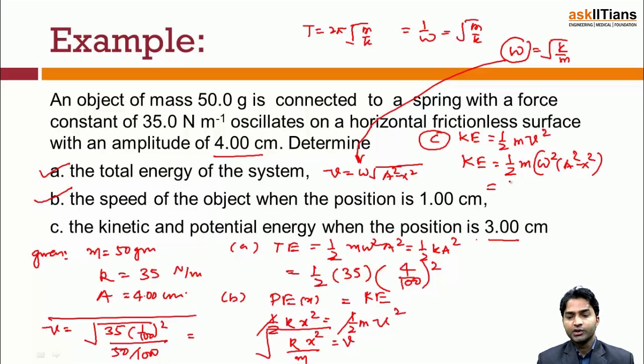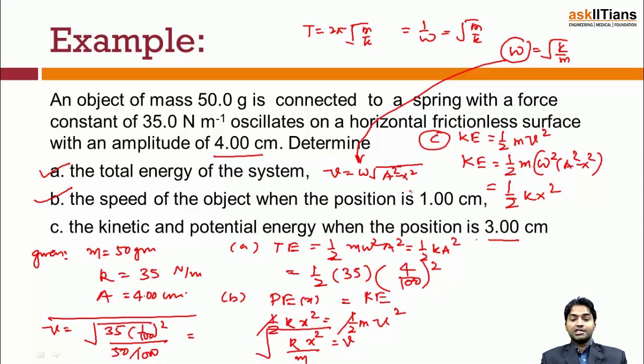Now potential energy, we know that is equal to 1 by 2 kx square. k is the given spring constant, x is the displacement at any time. So in this question we are discussing kinetic, potential and total energy at any moment. As in the first part, the total energy of the system is equal to 1 by 2 k into the amplitude square.